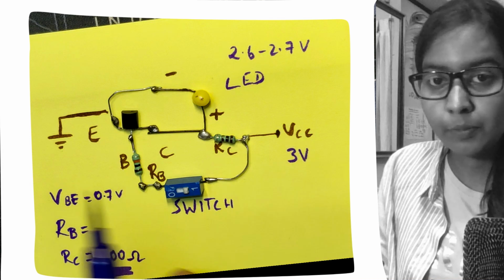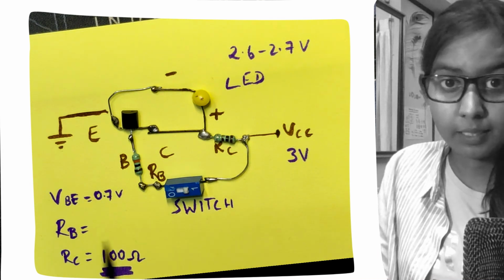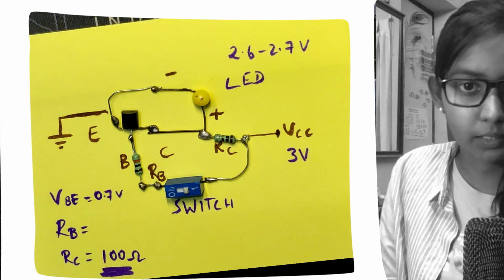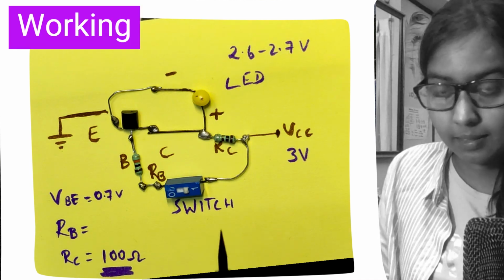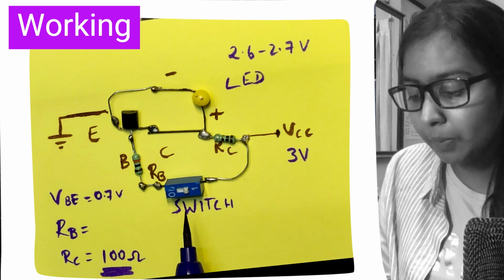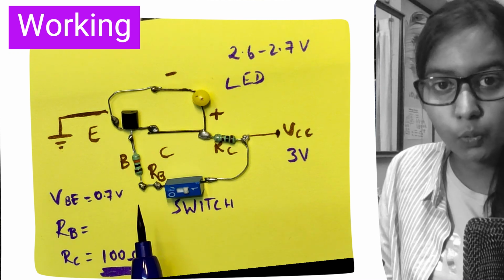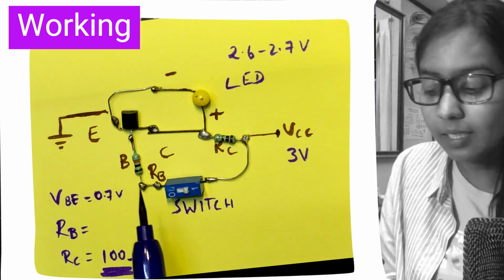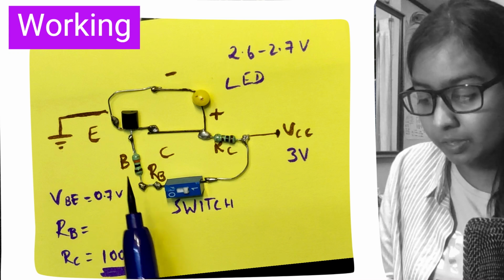But first I will tell you how the circuit works, how this transistor works like a switch, and when and how the LED turns on and turns off. Let's see that. So now when we give 3 volts and keep our switch closed, that means the switch is on, the base is on, and supply comes to the base.